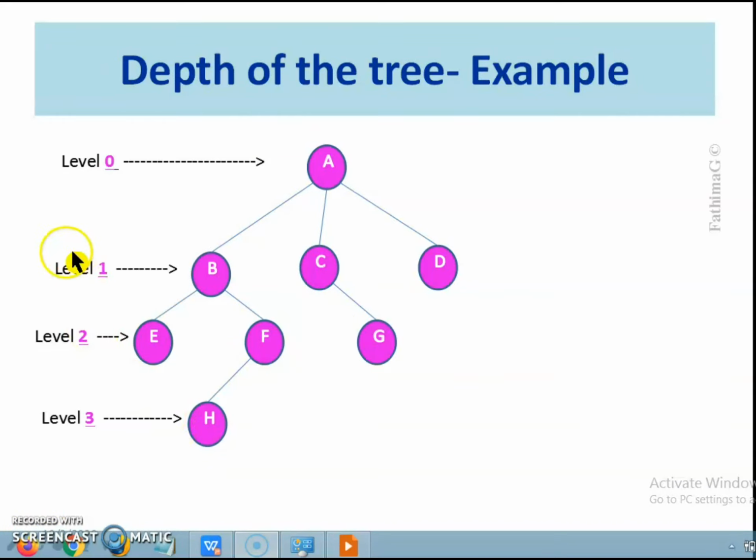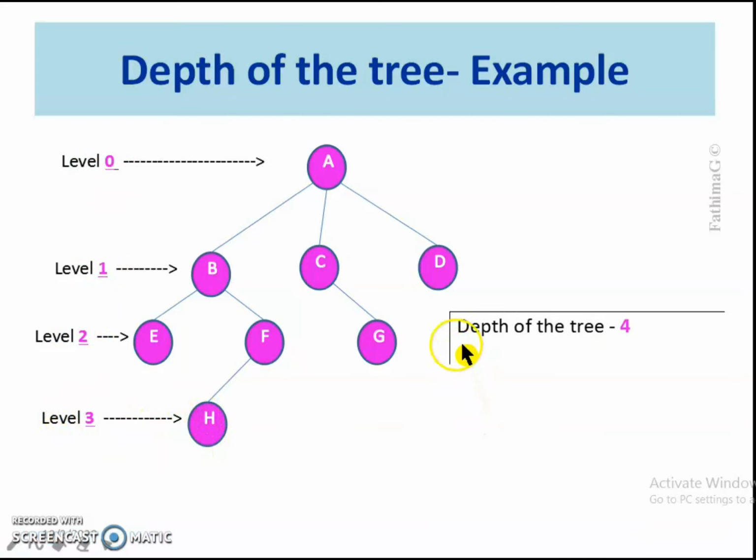Let us find the depth of the tree in this example. The depth of this particular tree is 4 as the maximum level of node H is 3. Note that as we have started the count from 0, we have to add 1 to it, so the depth of the tree is 4.